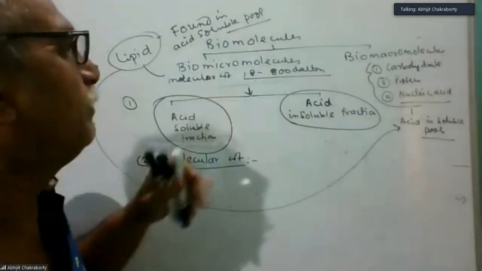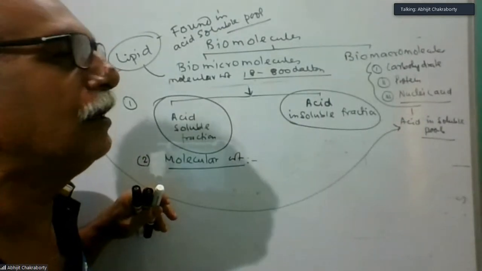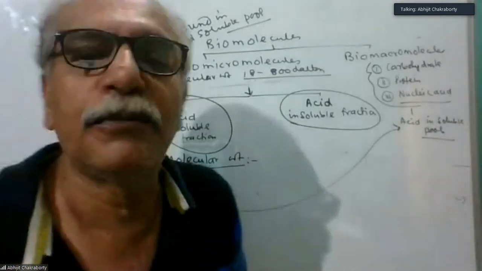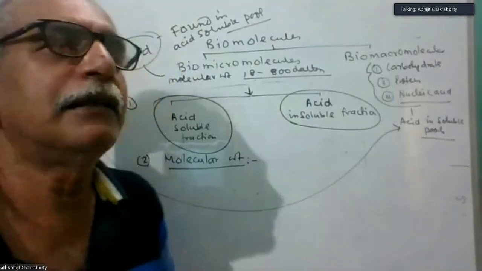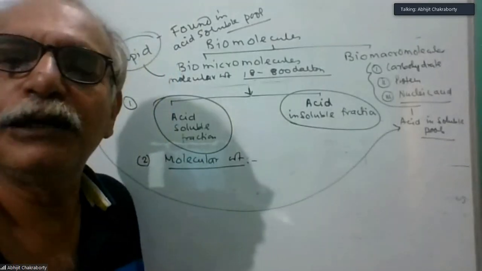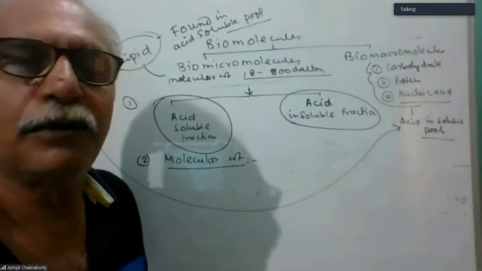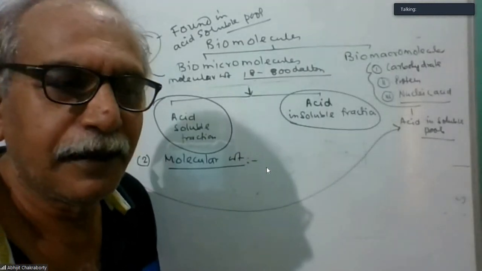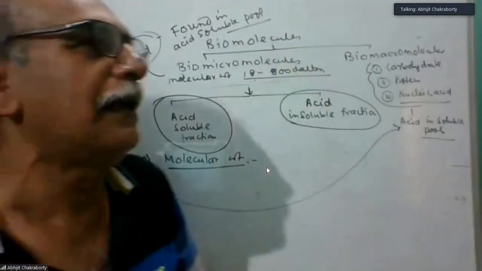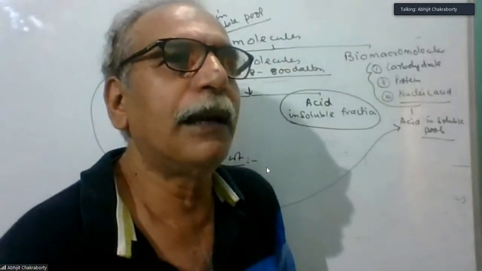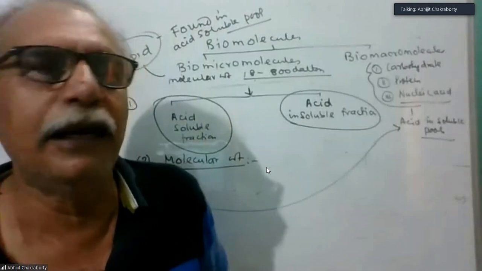Interesting about these macromolecules, one thing you know: if you have to classify molecules in terms of molecular weight, then molecular weight 18 to 800 Dalton should be biomicromolecules. If it is more than 800 Dalton, it should be biomacromolecules. Clear? Yes, sir. Now regarding lipid, if you consider it as a defining property, a biomicromolecule should be within 18 to 800, and a biomacromolecule should be more than that.